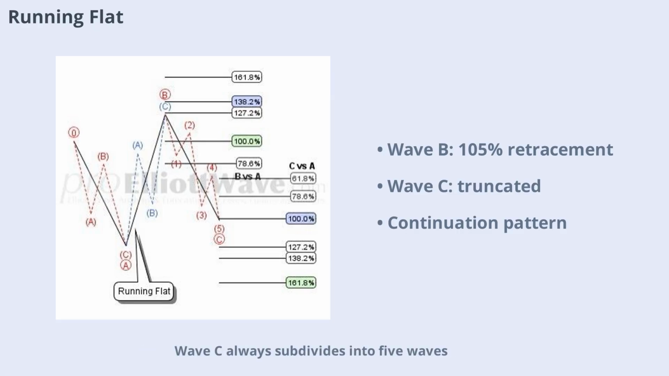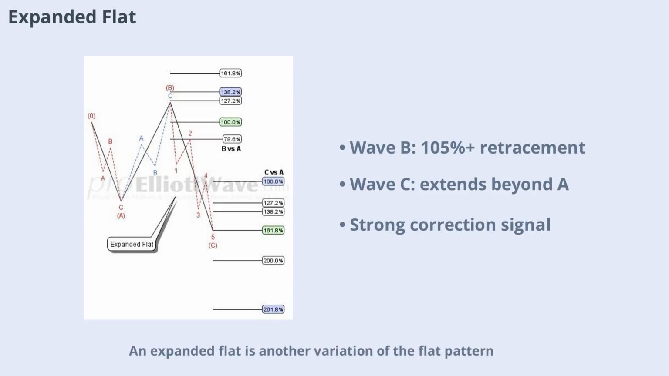Wave C always subdivides into 5 waves, either as a diagonal or impulse. Running flats indicate strong momentum and are useful for identifying continuation patterns. An expanded flat is another variation of the flat pattern.